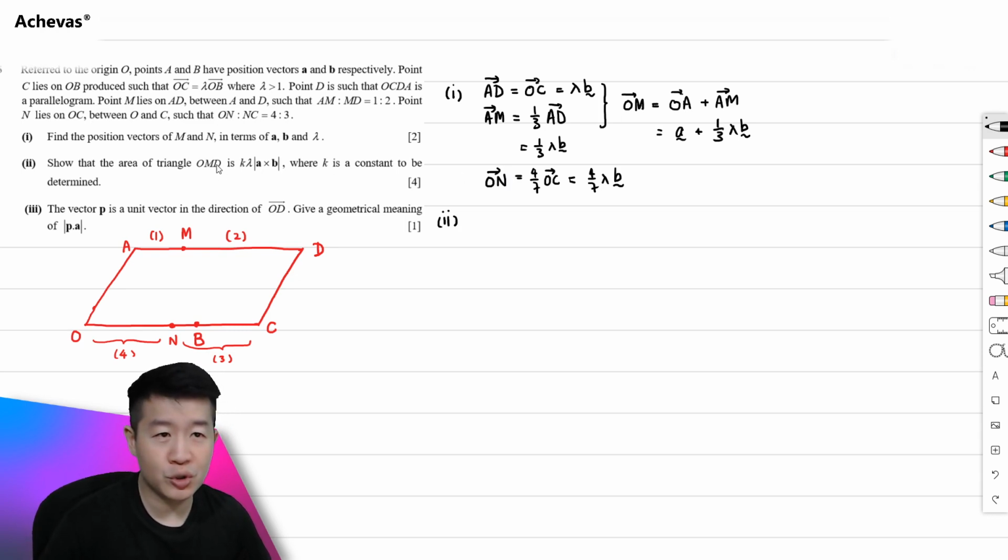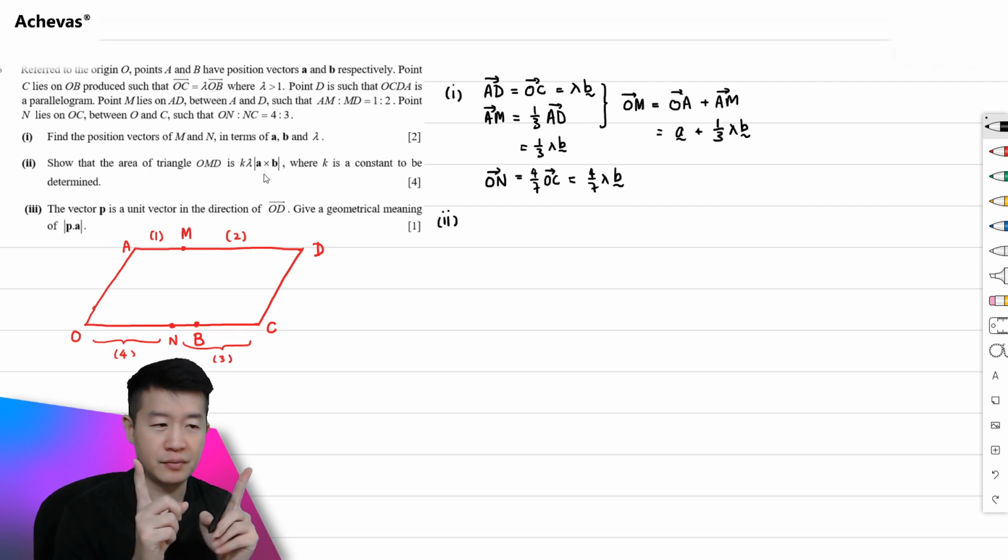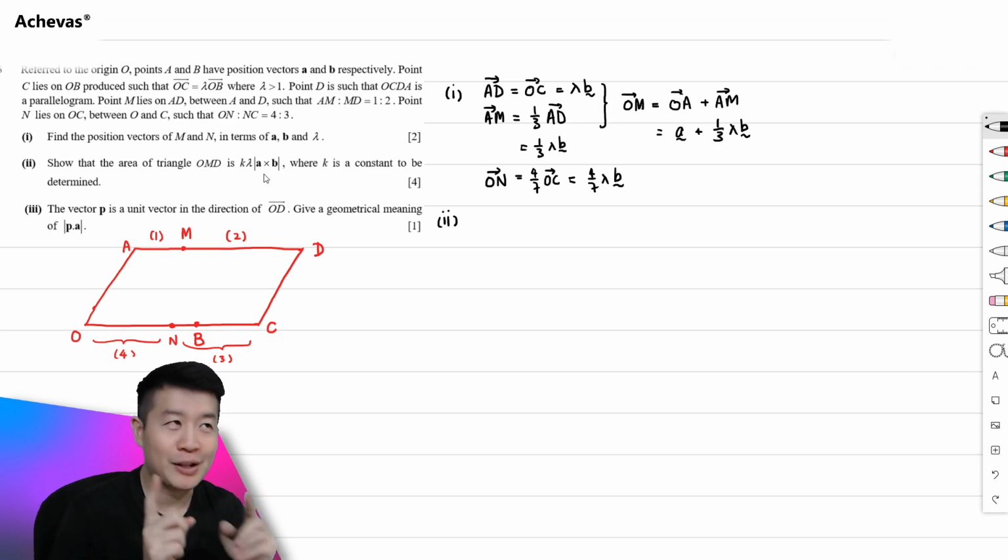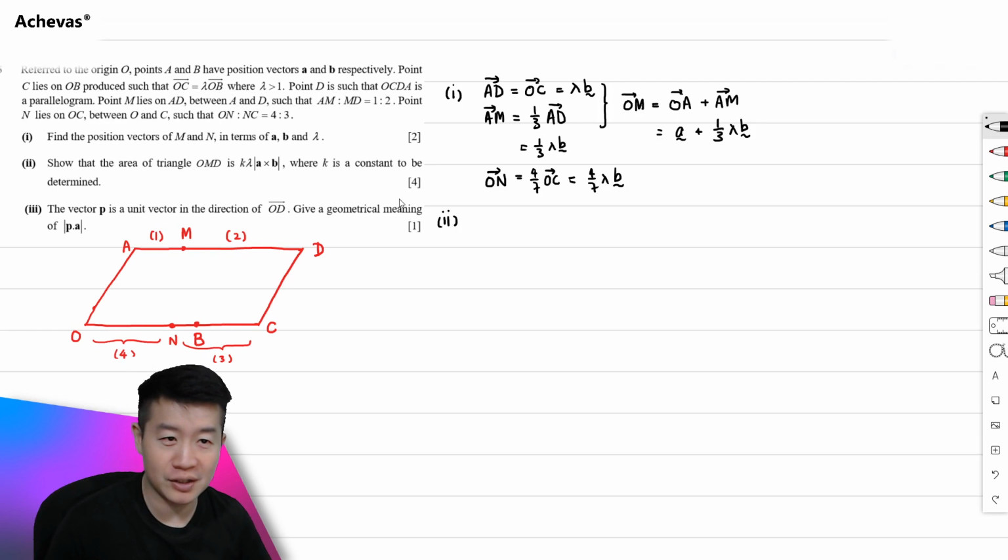In part 2, we want to show that the area of the triangle OMD is this. So I'm going to make use of half of the modulus of the cross product of the vectors that represent two sides of the triangle. I am going to go for half of the modulus of OM cross OD. We have OM here, but we don't have OD yet.